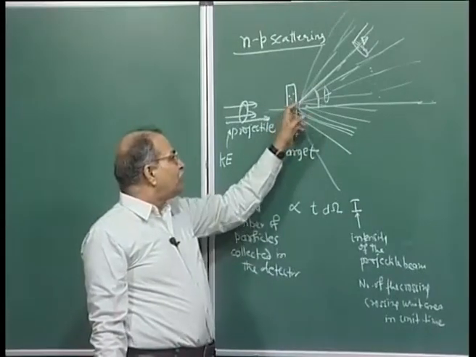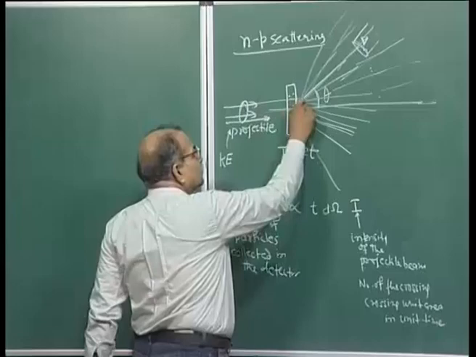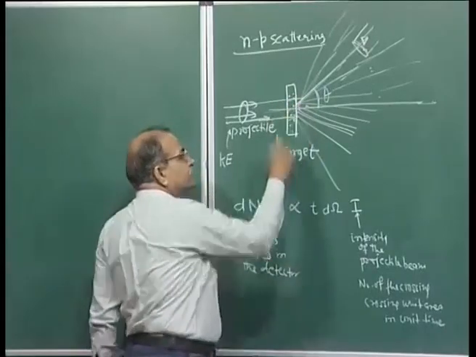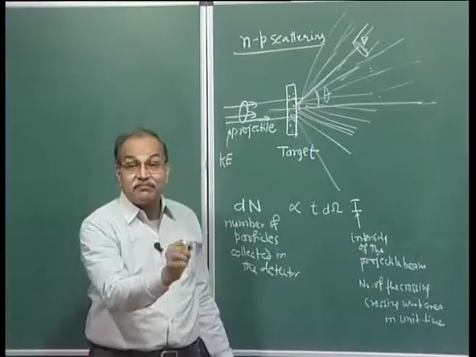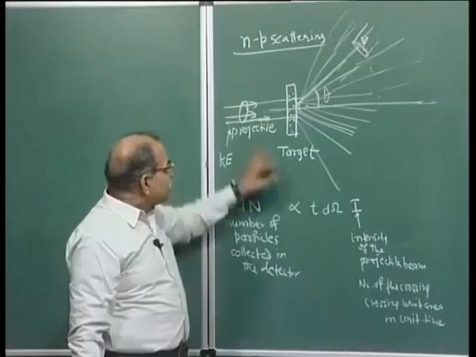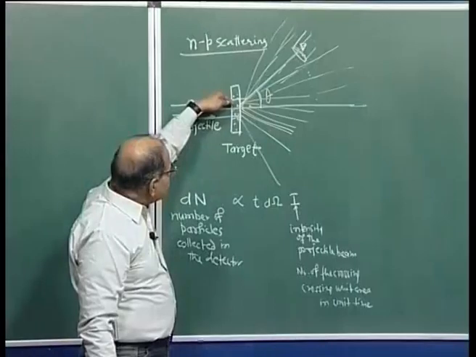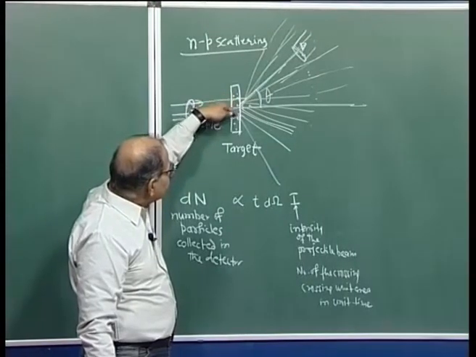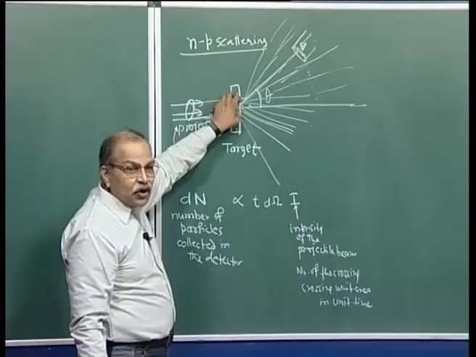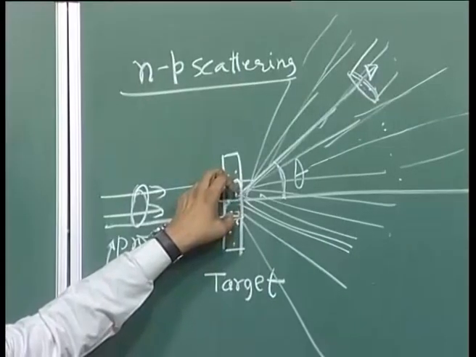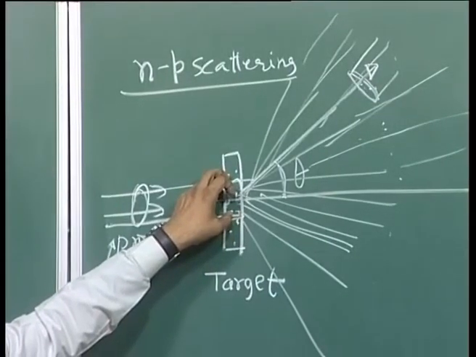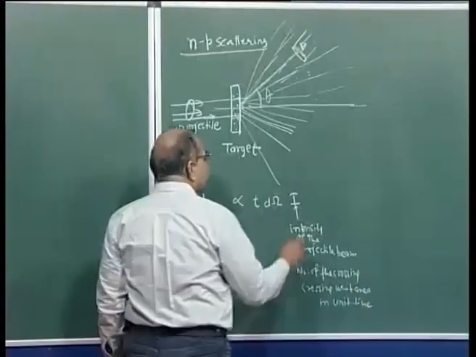And one more thing, since it is not one particle sitting here, it is a target. So, how many particles are there to scatter, how many scattering centers are there in the path of the beam? This is the path of the beam. The particles can be scattered from here, here, here, and so on. So, how many target particles are there? Number of target particles.